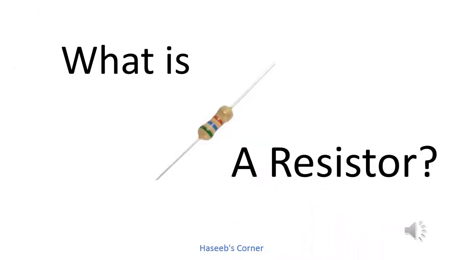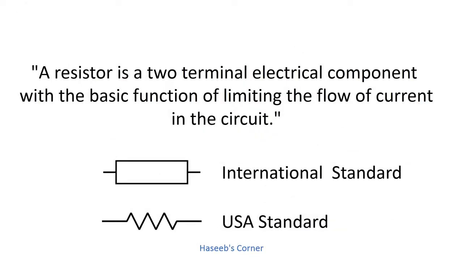What is a resistor? A resistor can be defined as a two-terminal electrical component with the basic function of limiting the flow of current in the circuit. The standard symbols for resistors are given below. The one above is the International or Europe standard symbol, and below, the zigzag is the American standard.